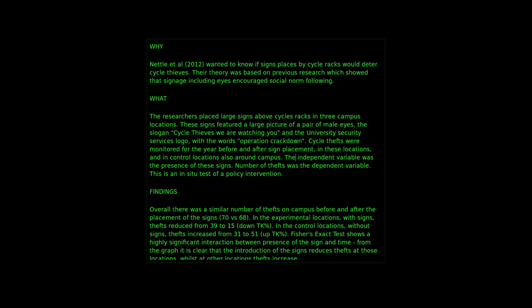The independent variable was sign presence. Since we're trying to reduce the words, let's put this in the same structure. So the independent variable was sign presence. The dependent variable was theft number. This was an in situ test of a policy intervention. Let's just say it's an intervention. It's not really a policy intervention. The policy is to have signs. The dependent variable was theft number. This is an in situ test of an intervention.